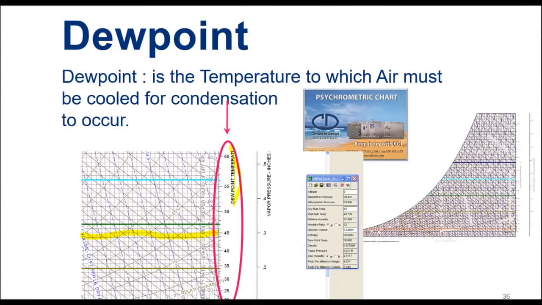So any line that is horizontal on our psychrometric chart, and I'm sorry I'm not drawing very good horizontal lines here, any line that's horizontal on our psychrometric chart is going to be a measurement of moisture irrespective of temperature. So dew point is one that we use quite frequently.